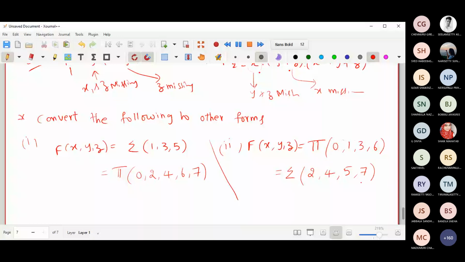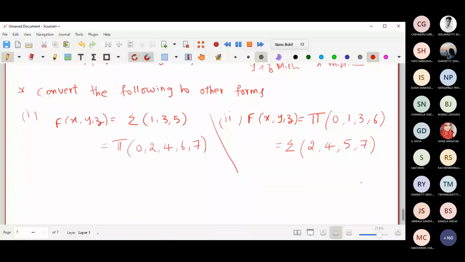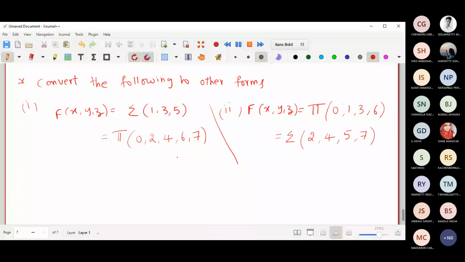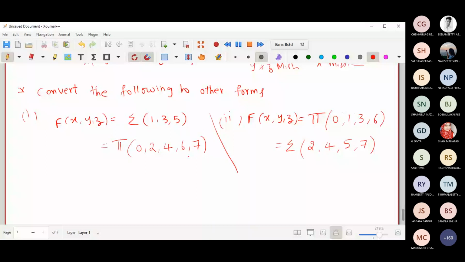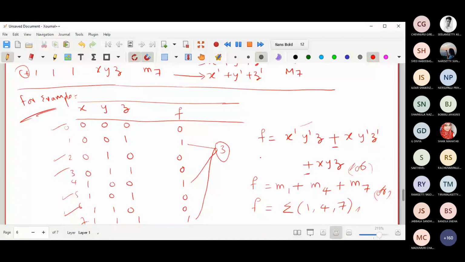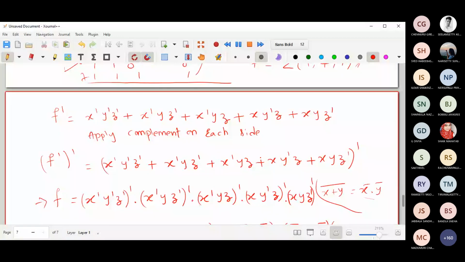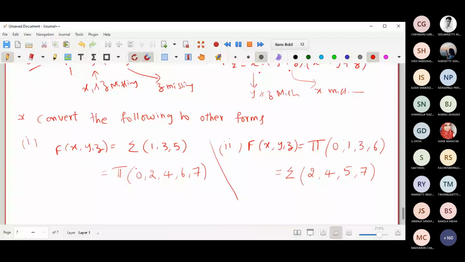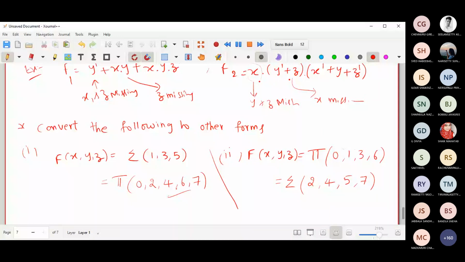Okay, clear. So you take this one, 0, 2, 4, 6, 7. Just now in that truth table example, ones are nothing but minterms, zeros are nothing but maxterms. So if minterms are already there, you can easily get the maxterms just by complementing that function. You can convert by doing like this.